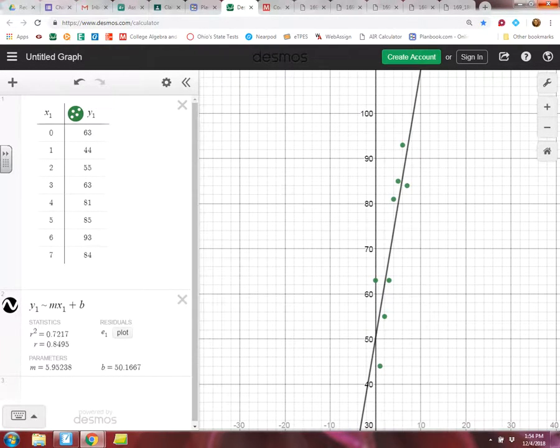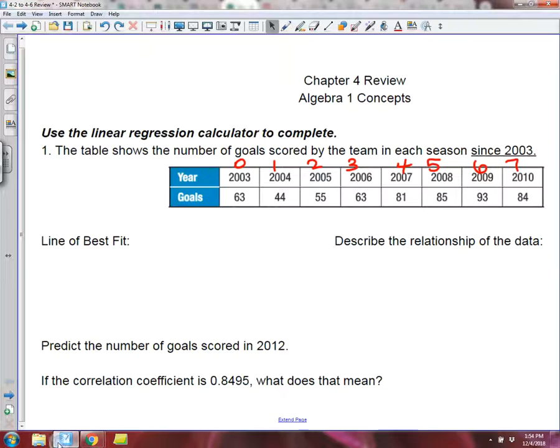Is that okay? Over here, this will be 50.17. Okay, so give me the equation. Y equals, what is it? Perfect. How's everybody doing here? Is everybody's numbers the same as my numbers on their screen? Wonderful. It says describe the relationship.